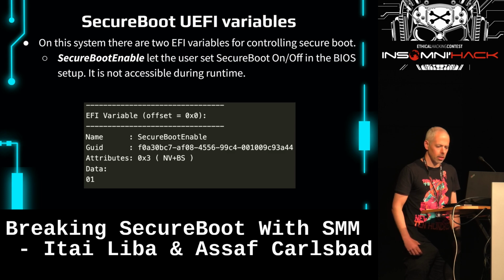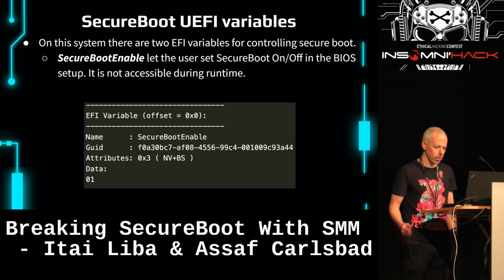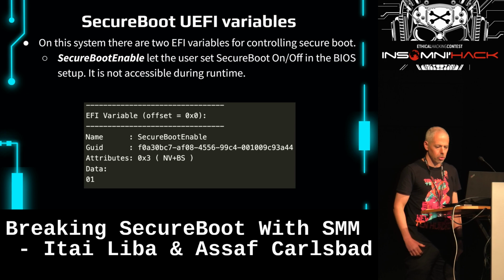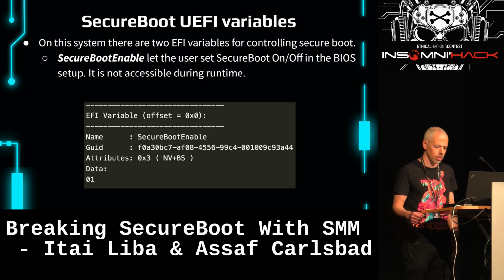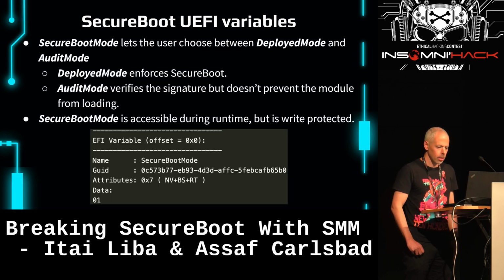On this system, there are two EFI variables for controlling SecureBoot. SecureBoot enable lets the user set SecureBoot on and off in the BIOS, but it's not accessible during runtime. SecureBoot mode lets the user choose between deployed mode and audit mode. Deployed mode enforces SecureBoot. Audit mode verifies the signature but doesn't prevent the module from loading. SecureBoot mode is accessible during runtime, but it's write protected.